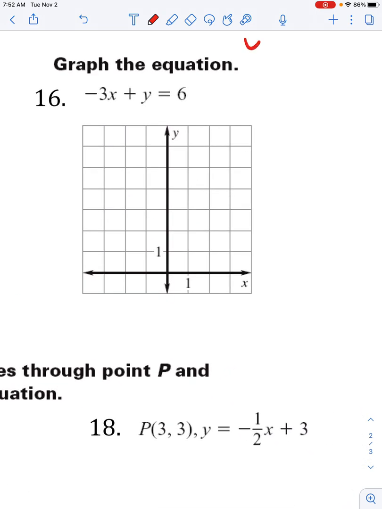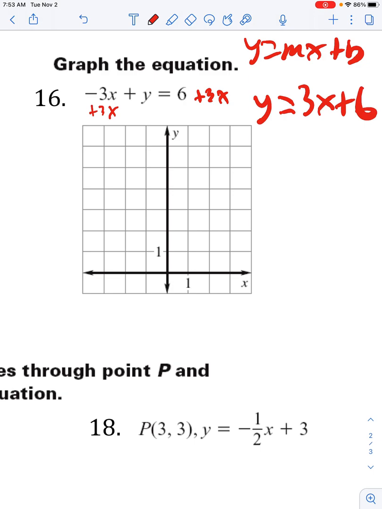Graph the equation, okay? I want to get it in the form of mx plus b. So to do that, I need to add 3x on both sides. So my equation that I'm going to graph is 3x plus 6. So let's see here. 1, 2, 3, 4, 5, 6.